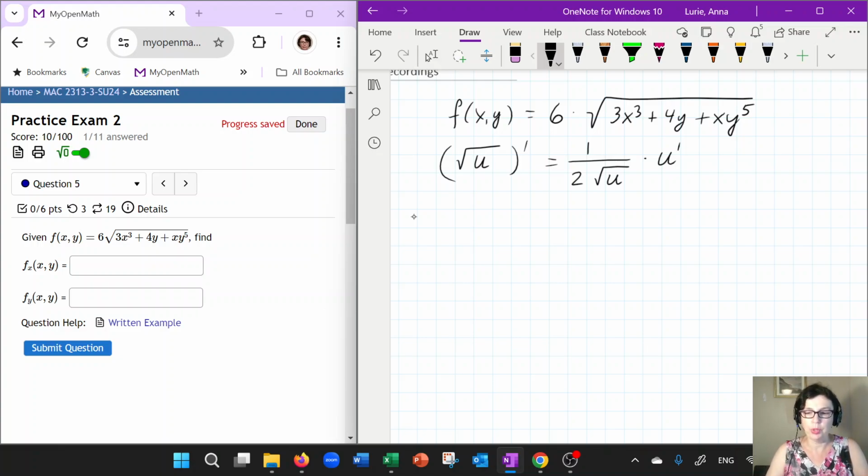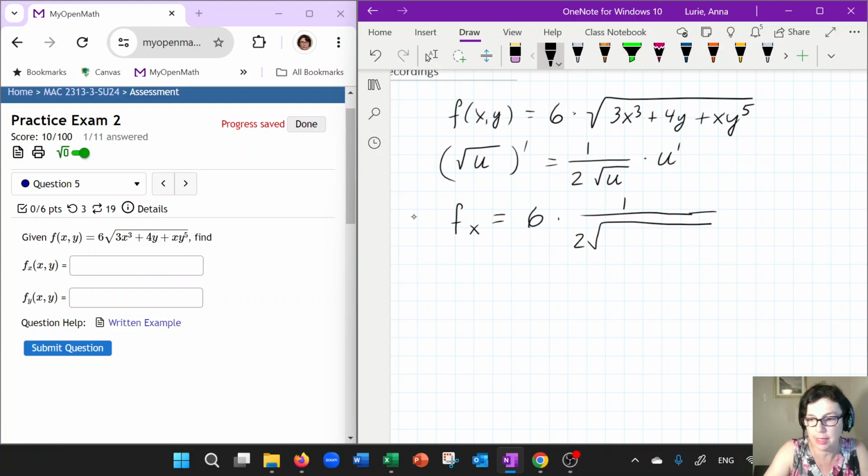Okay, so we are using this rule, which you should know, to find the partial derivative with respect to x first. I do see the 6 in the front. That's what's called a constant multiple because it's multiplied by the function, and it should always be kept when finding the derivative. So 6 is going to be kept. Then we're going to get 1 over 2 square root of the same exact thing that you have here. So that will not change. And so that's just going to be 3x cubed plus 4y plus xy to the 5.